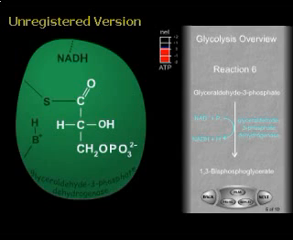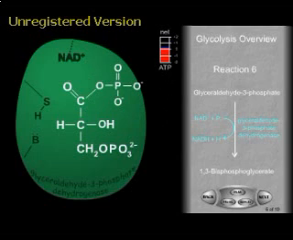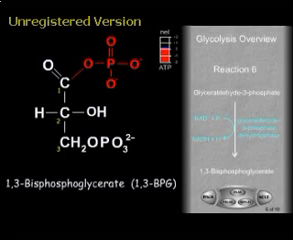The NADH product is replaced by NAD. Then, inorganic phosphate nucleophilically attacks the carbonyl carbon of the acyl thioester intermediate to yield the reaction product 1,3-bisphosphoglycerate and regenerating the active enzyme.